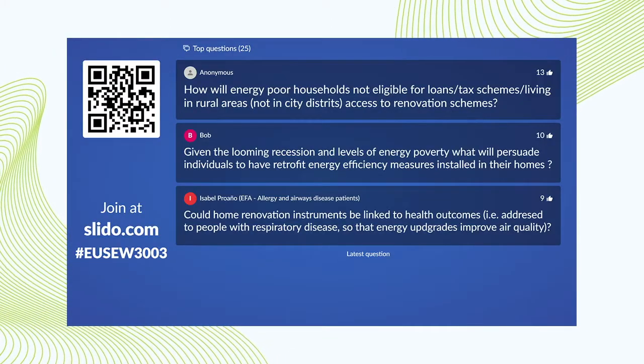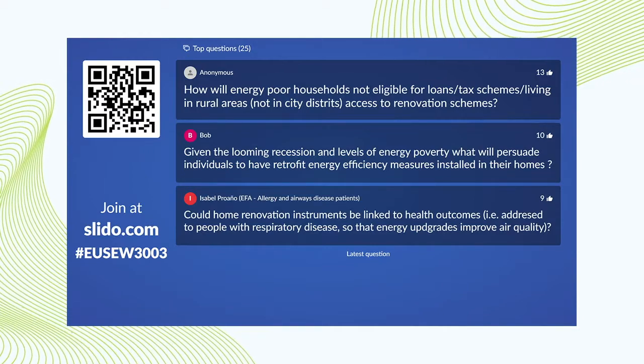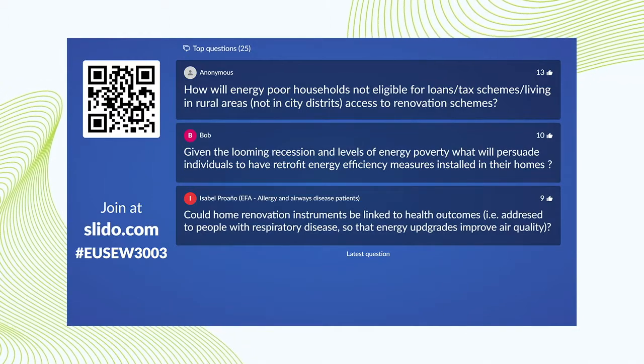That's a very interesting point, Cecilia, but I have to flag that we're coming very close to the end. So Ivan, if you'd like to make a very quick reaction, that would be great. But I had also hoped you might address the question we can see on screen about could home renovation instruments be linked to health outcomes? But I don't know, Ivan, if you have time. We have about 2 minutes left before I have to draw a 1-minute summary.